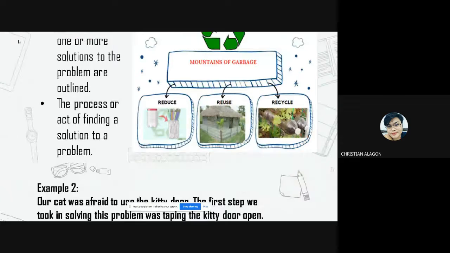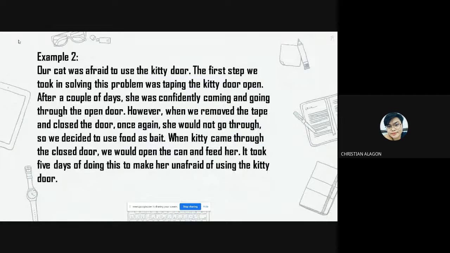All right. So I also have here a paragraph about problem and solution. Our cat was afraid to use the kitty door. The first step we took in solving this problem was keeping the kitty door open. After a couple of days, she was confidently coming and going through the open door. However, when we removed the tape and closed the door once again, she would not go through.